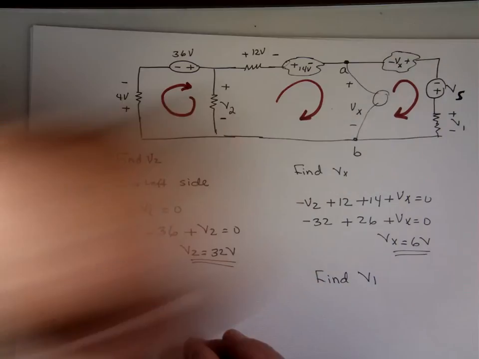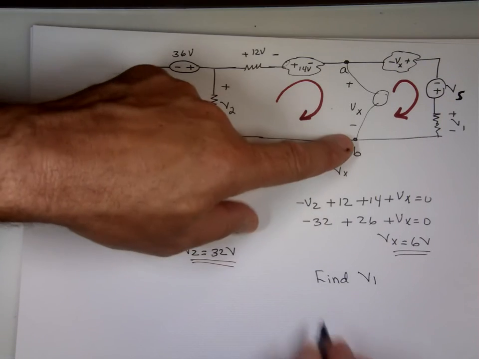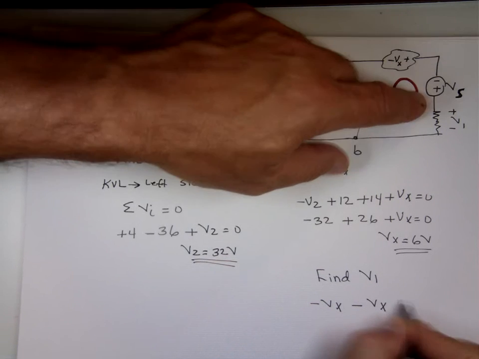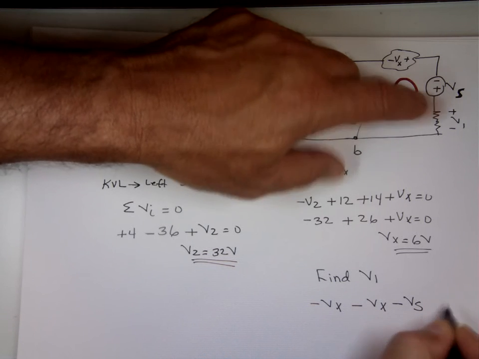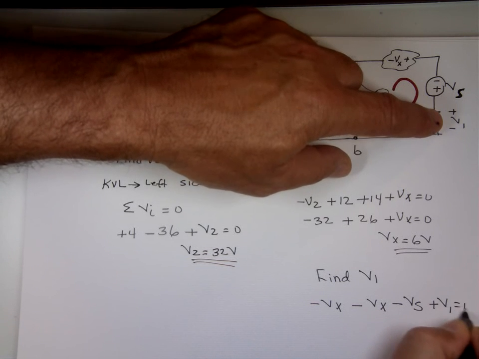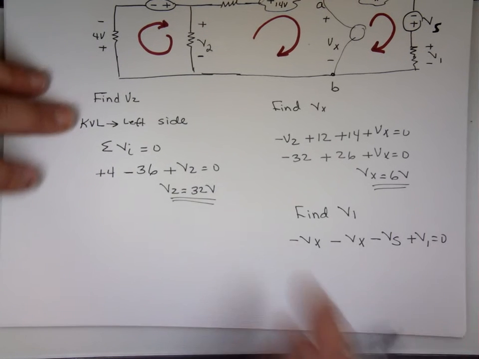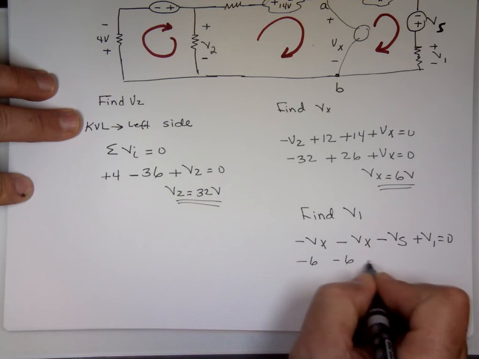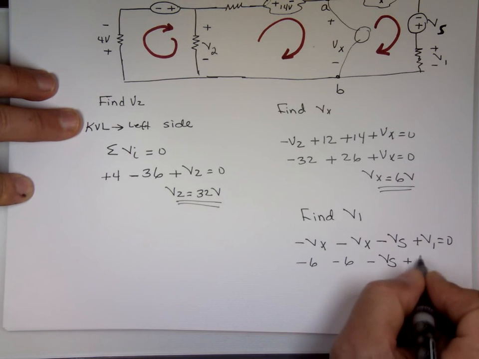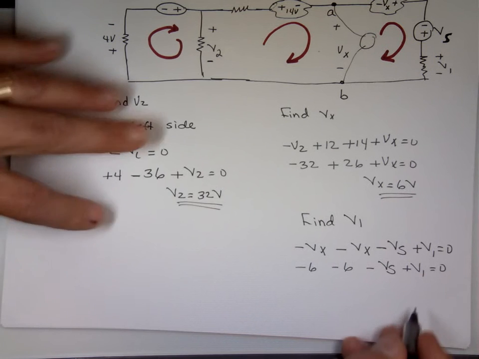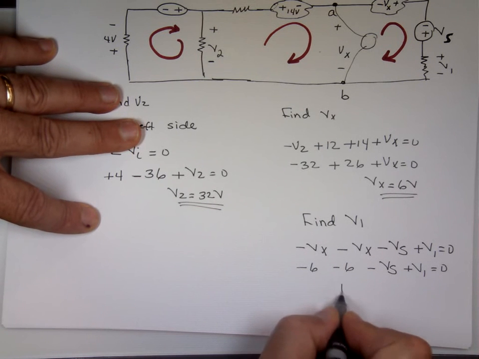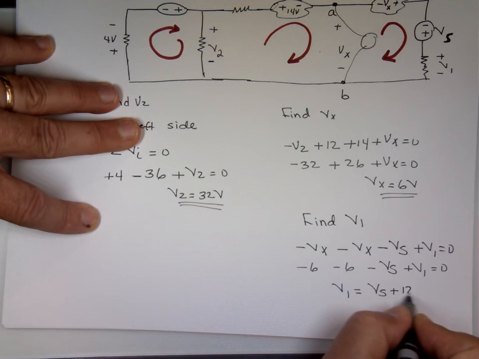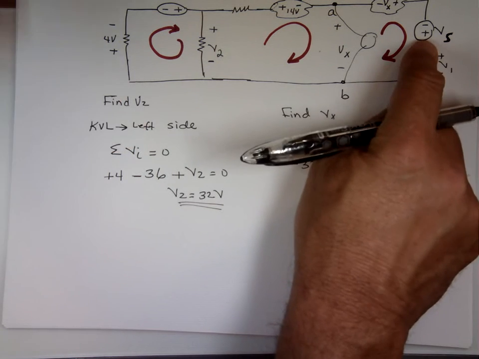That's negative Vx minus Vx minus Vs plus V1 is equal to 0. I know what Vx is. Isn't that 6? Negative 6, negative 6, negative Vs, that's the source. And V1 will be whatever the source plus what? 12 volts. So you tell me what is that source value. I never gave you a number for that. So if I give you a number for it, I can tell you what the answer is.